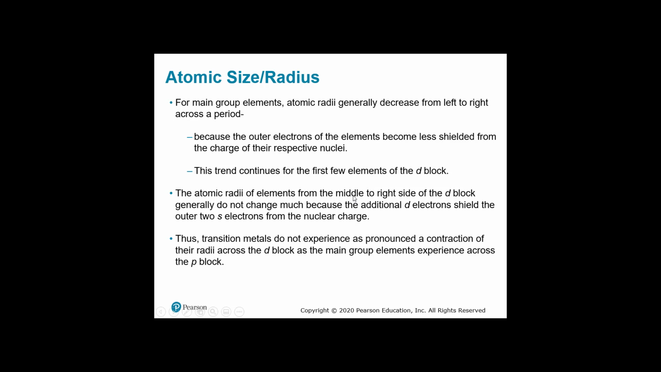Again, generally atomic size, or radii, decrease from left to right across a period, and that has to do with the electrons being shielded. The greater the pull on them, the more they can hold on to them. But in the middle, it's different. Okay, so why is there not a big change in the atomic radius?